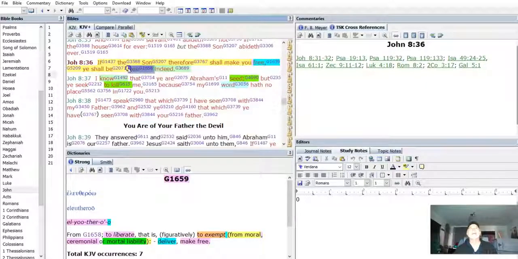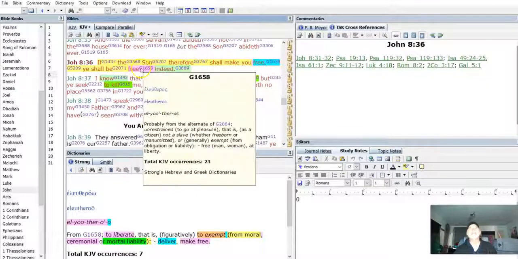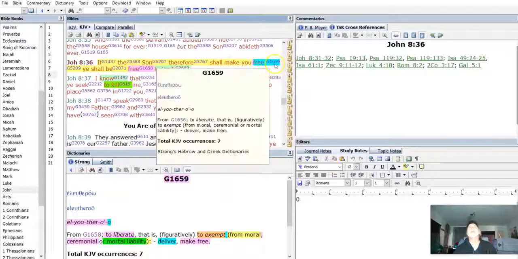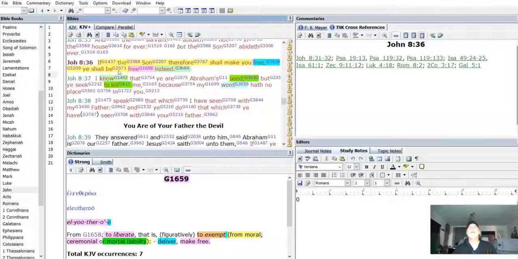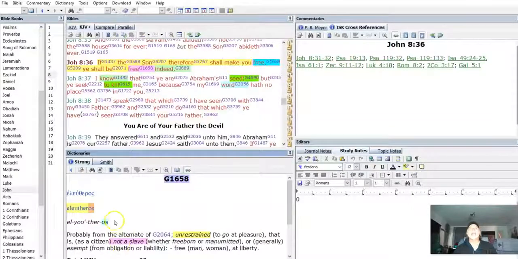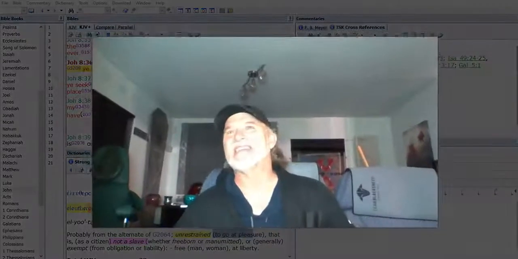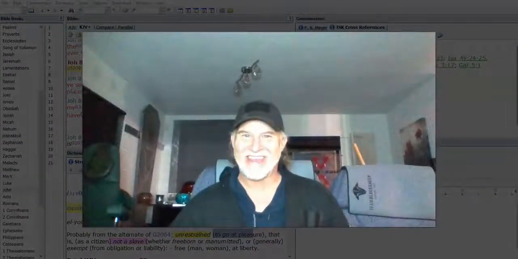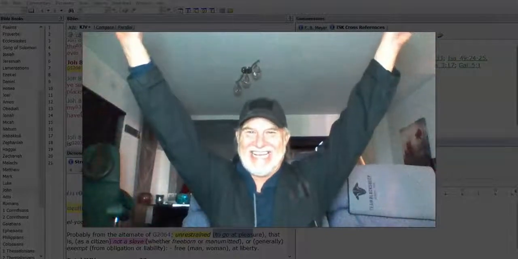It's a different word right here. I'm going to change the color of it. Look at this word. It's not the same word. This is 1659. This is 1658. So if the Son shall make you eleuthero, free of mortal liability, then you shall be free indeed. Eleutheros, it means unrestrained, to go at pleasure. That is, a citizen, not a slave. A citizen of where? Heaven. We're citizens of heaven.